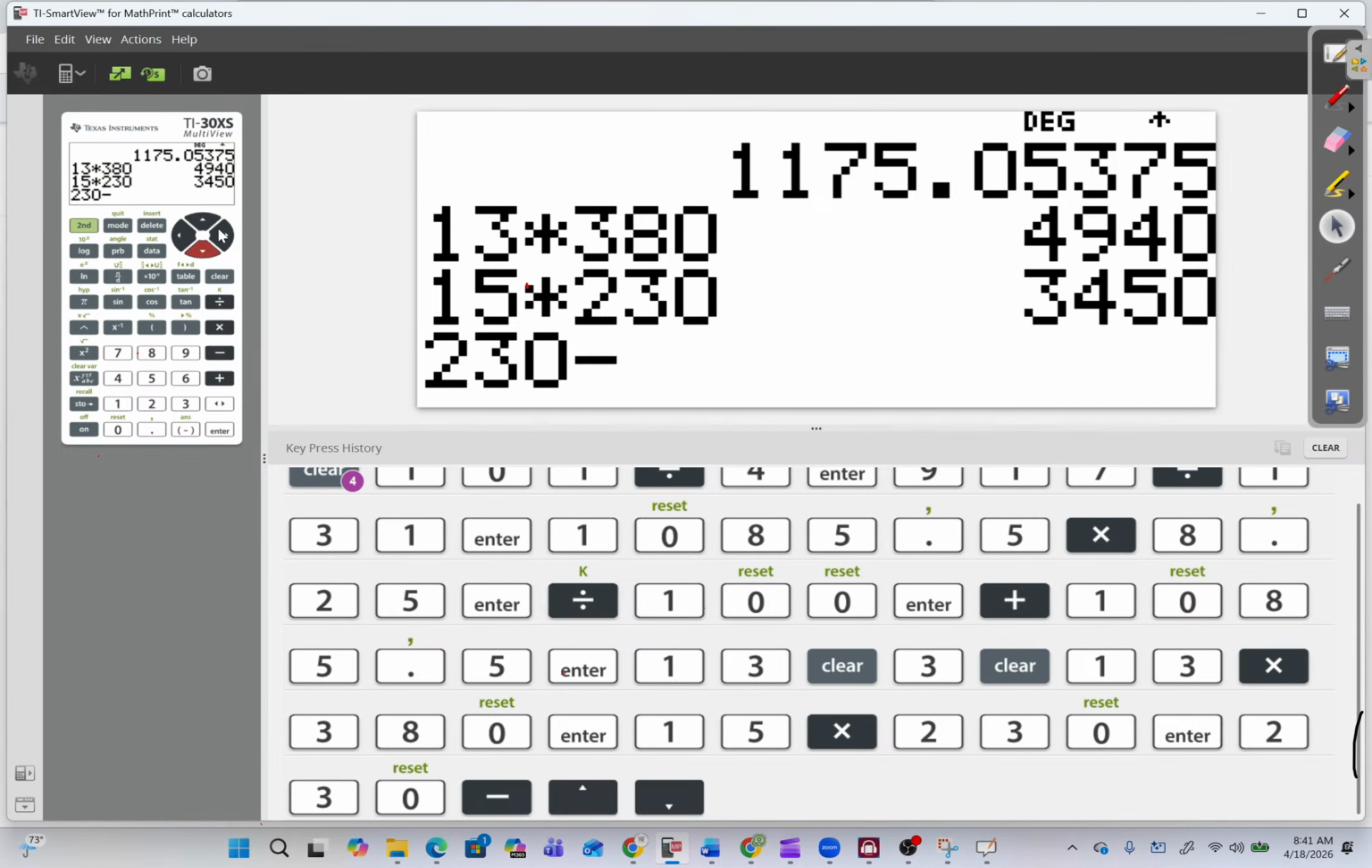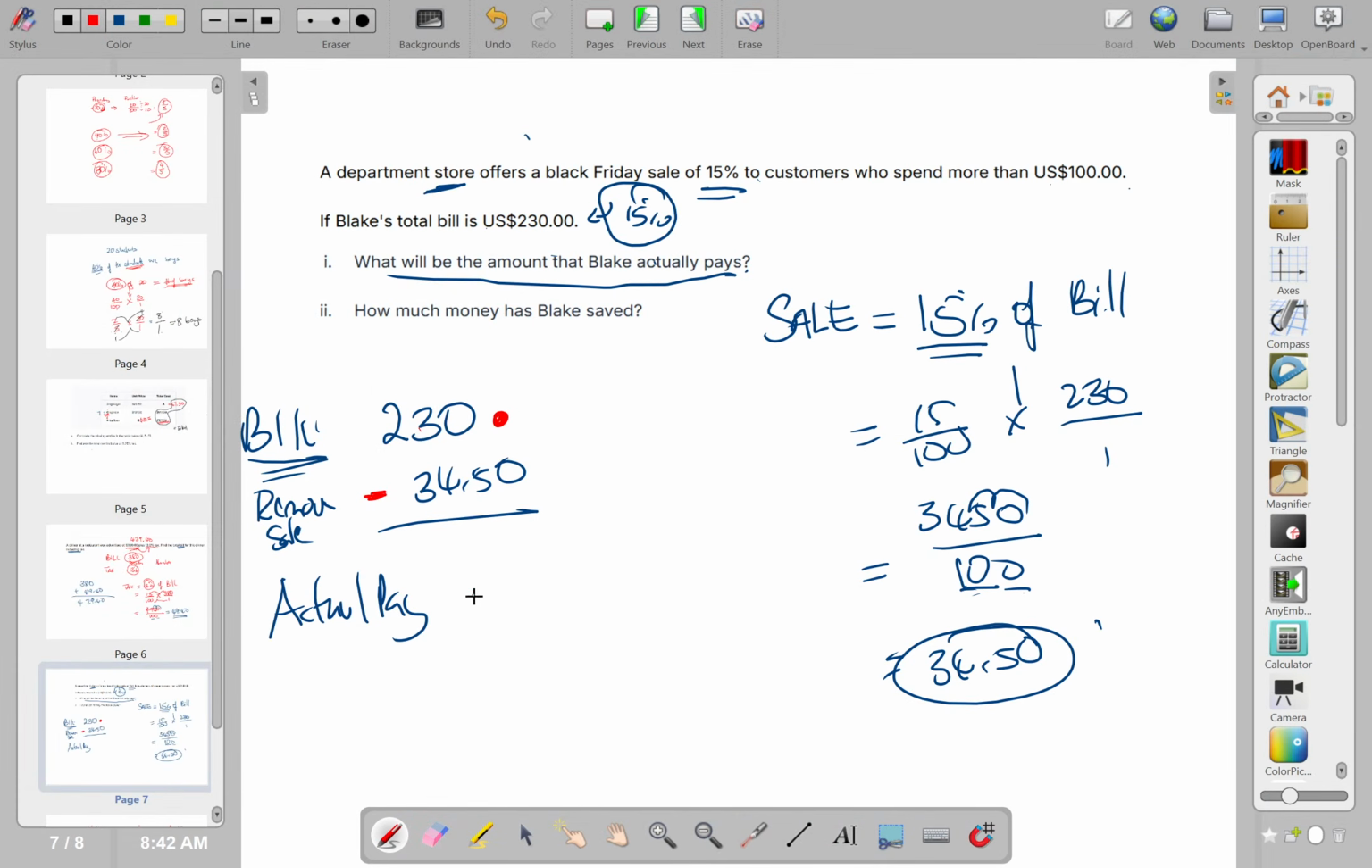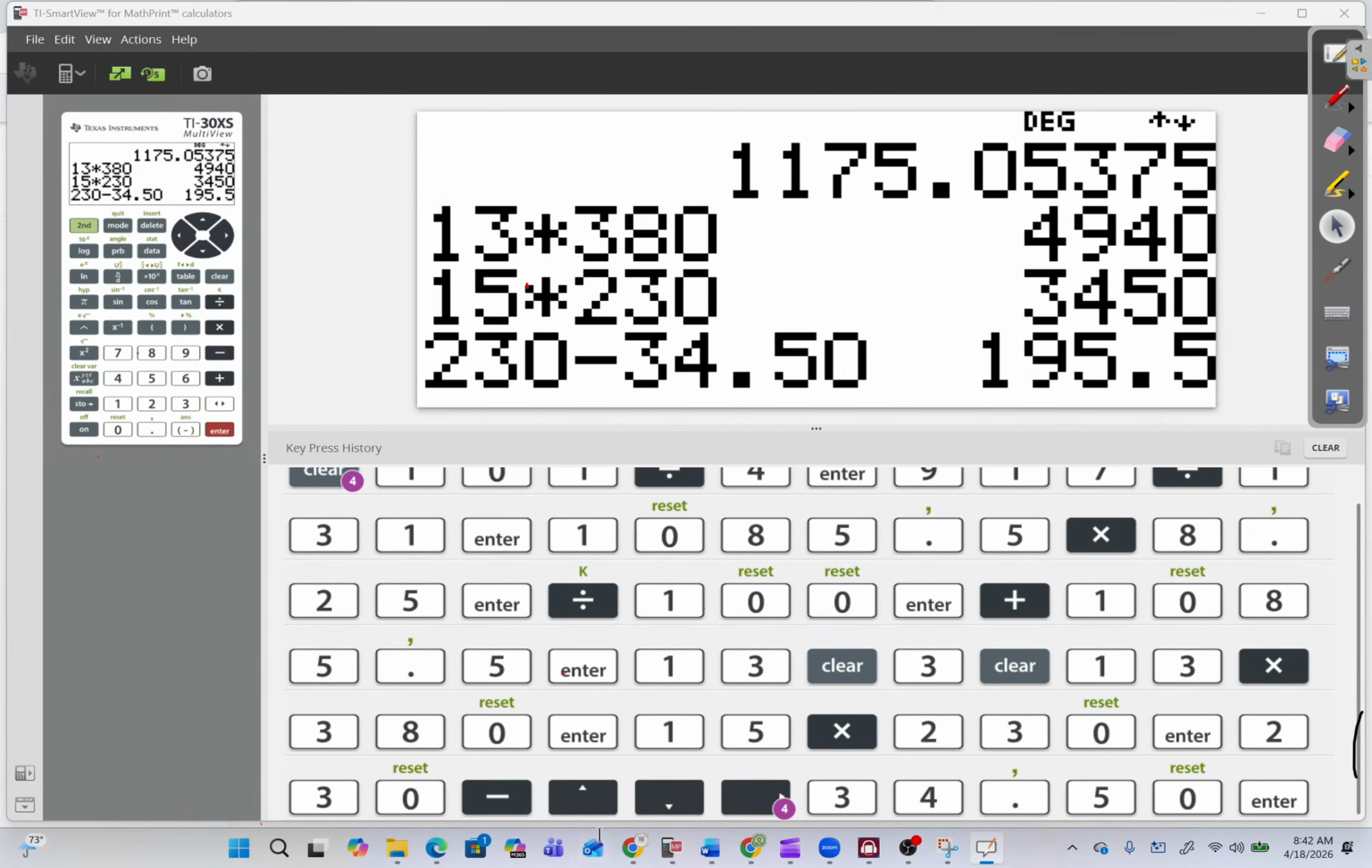34.50. That gave me 195.50. Good job, team. And yes, Blake ended up saving 34.50, because that is the amount that got removed from the bill. So that is the amount that Blake saved. Hope that makes a lot of sense.